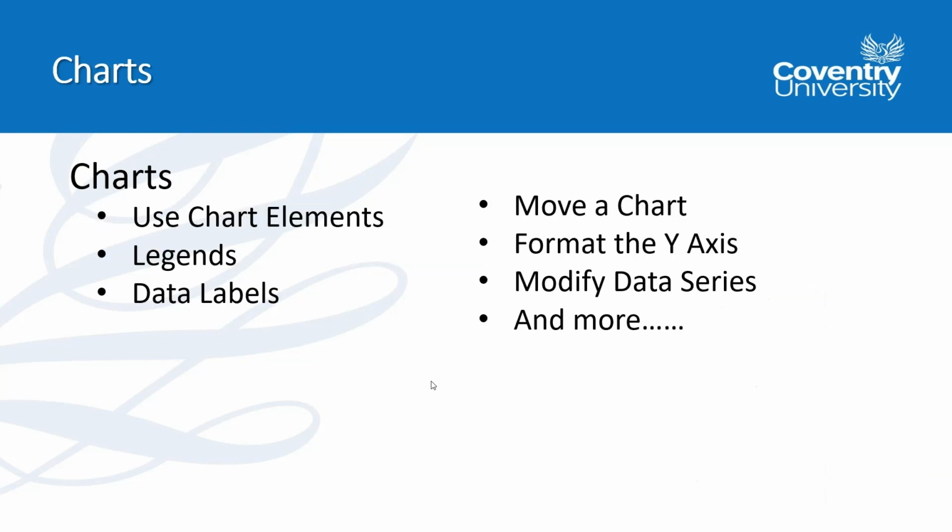So, different things that we can do with charts using the chart elements, how we can change things like legends, data labels, applying and changing them, having specific ones, moving a chart from an embedded sheet maybe to a sheet on its own, formatting the axis, which would include secondary axes if they're needed, modify data series, and more.